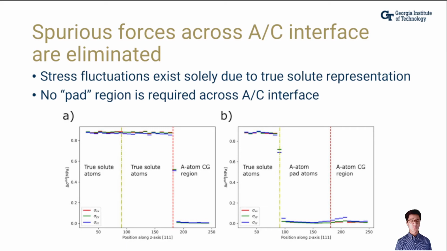We demonstrate that the spurious forces are completely eliminated across the atomistic to continuum interface. If you recall the CAD results, standard deviation in the principal stress components reached nearly 100 megapascals. Here, it's significantly below that, and there's no sharp peak at the true random to average atom interface. That transition from true random to average atom also corresponds to the stress fluctuations in the transition from true random to coarse-grained average atom, demonstrating that the energetics are completely accurate in the spatial and chemical representations shown.